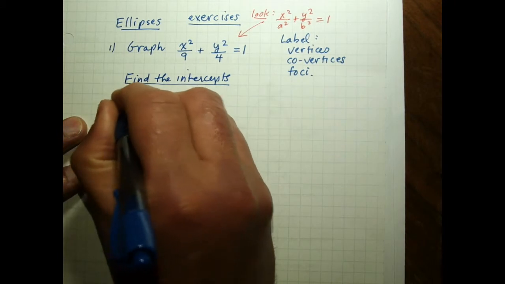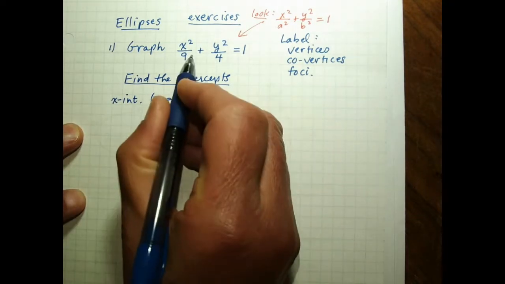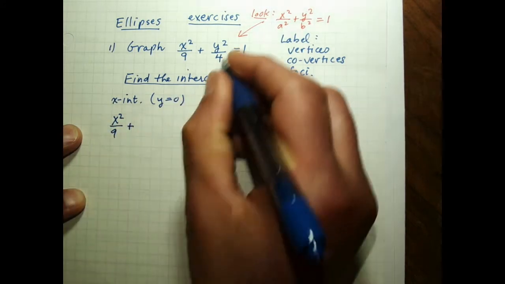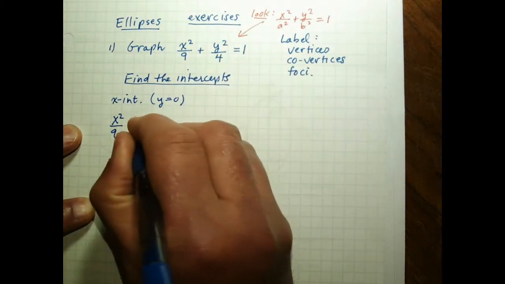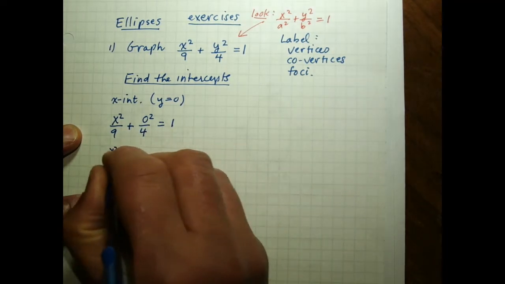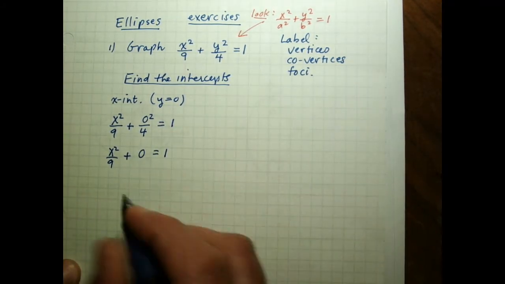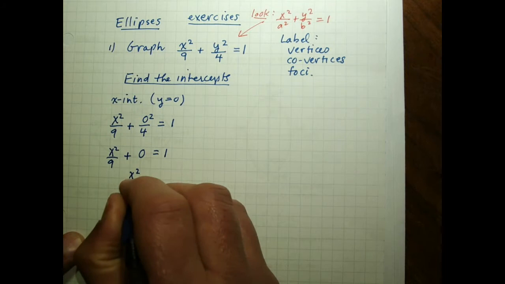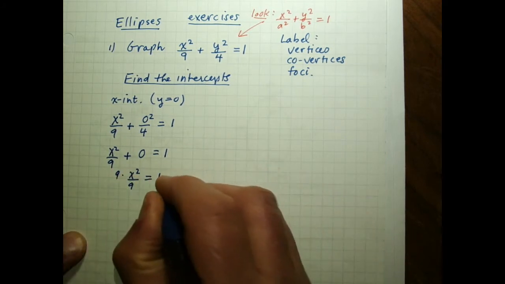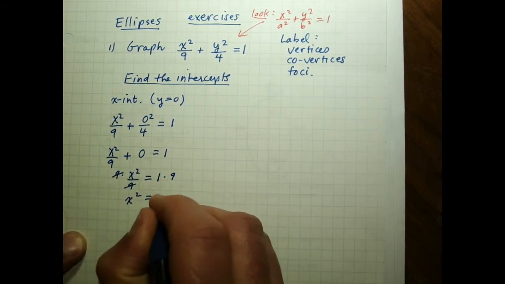So let's look for x-intercepts. We're going to set y equal to 0. I'm going to take my equation x squared over 9 plus, I'm going to plug in 0 for y, so I'll have 0 squared over 4 equals 1. So I have x squared over 9 plus, that's just 0 equals 1. 0 squared over 4 is 0. So now I have just x squared over 9 equals 1. And I'm going to multiply both sides by 9 to cancel the 9 on the left, I get x squared equals 9.